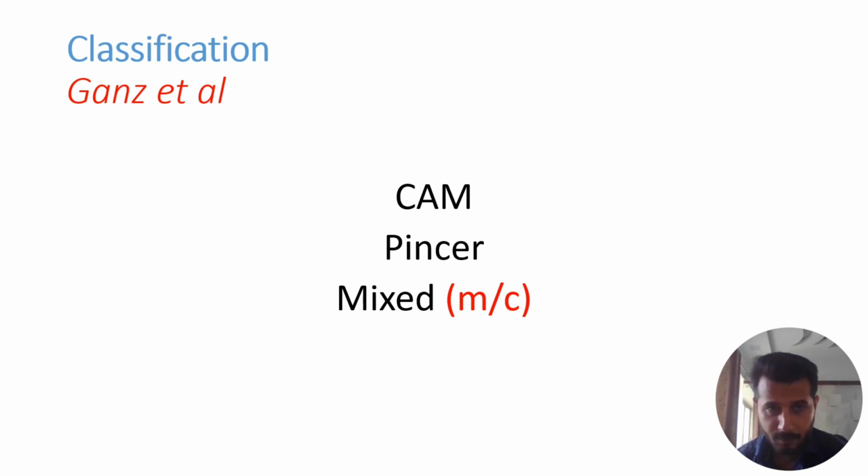Now, pathoanatomically, FAI is divided into three types by Ganz et al., which is CAM, second is pincer, and third is mixed. Mixed being the most common variety, which is followed by CAM and pincer.